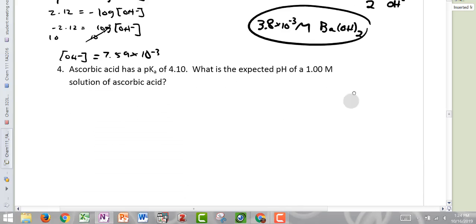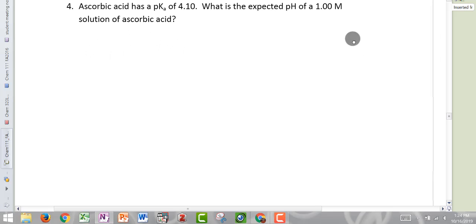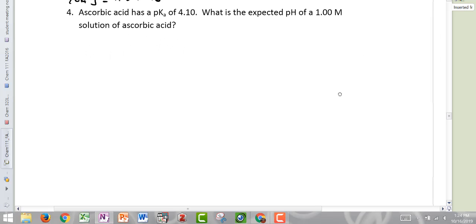Is ascorbic acid one of the strong acids? Eyebrows raised. No, it's not strong. Hey, why? Because you get a pKa, that's right. If you get a pKa or Ka, it can't be strong, because strong would make the assumption that it fully dissociates. So as soon as you see that, you know it's weak. Very good. What is the expected pH of a 1.00 molar solution of ascorbic acid?